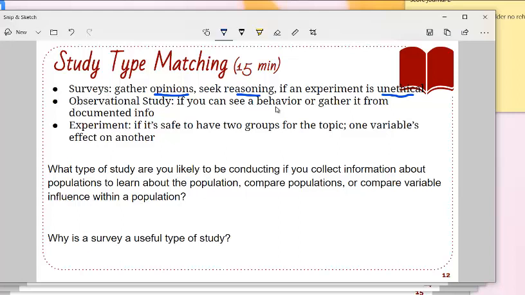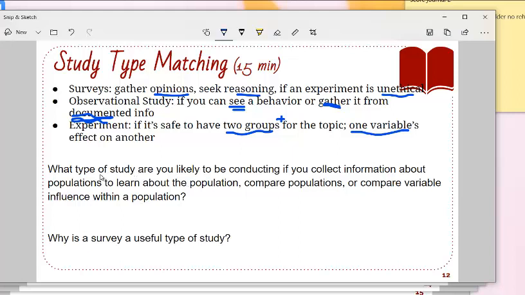An observational study, we're looking at something if you can see a behavior or gather it from some kind of document or information, that is going to be an observational study. And last but not least, an experiment, if it's safe and we can have 2 or more groups, it's okay to have more than 2 groups, but you need to be able to have distinct groups for a topic. And we're looking at how one variable impacts another. We'll be doing an experiment. All right.